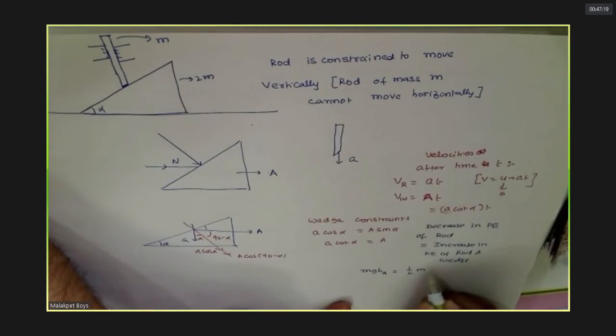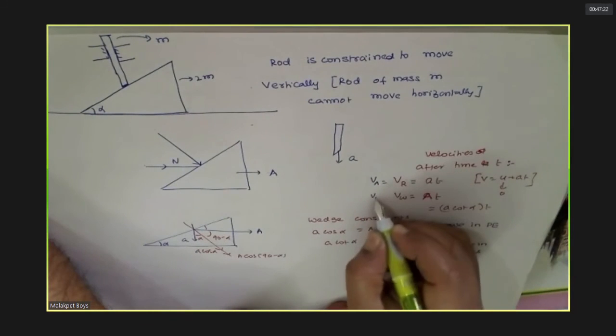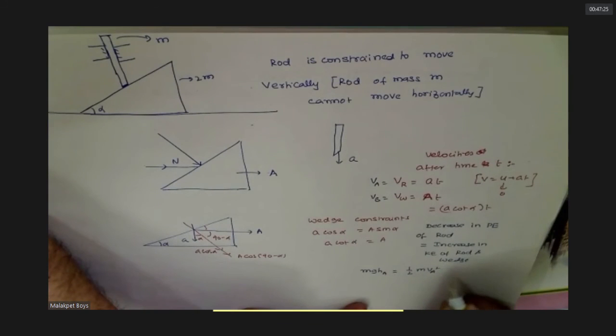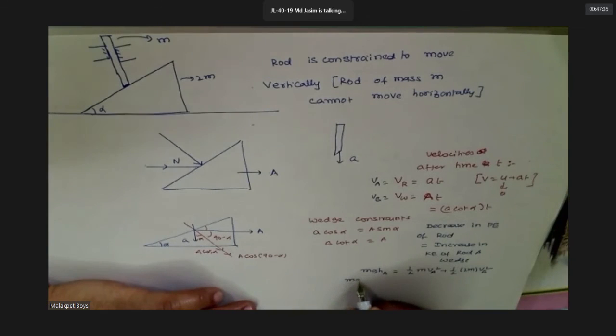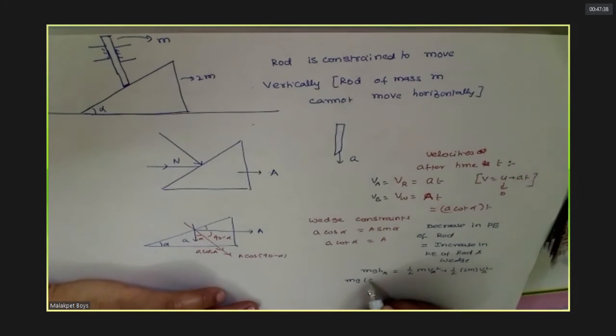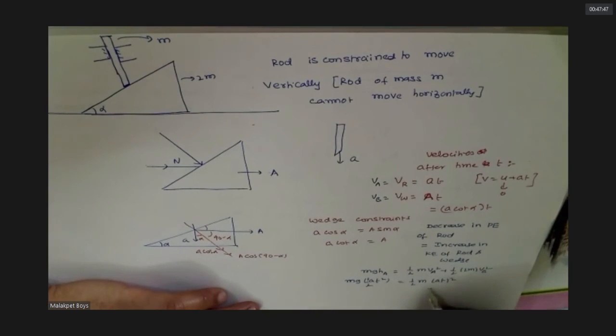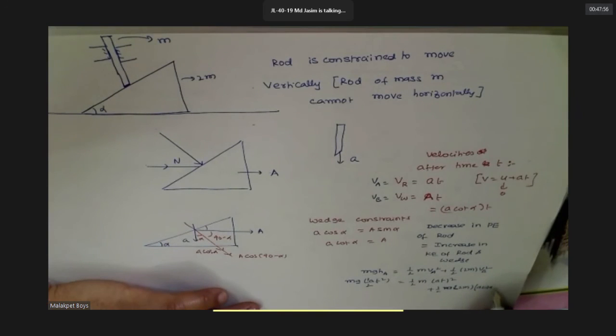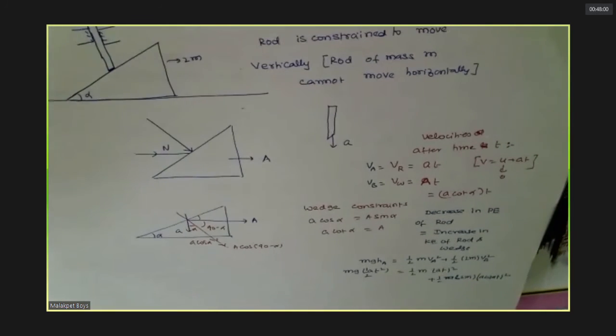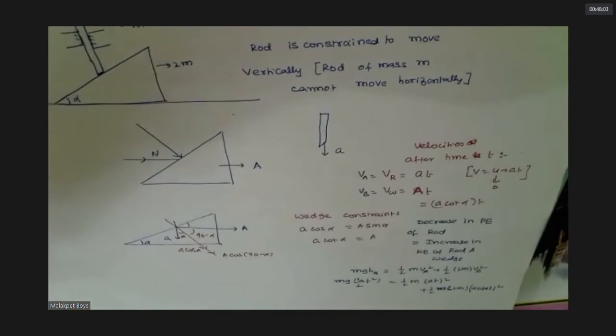So here mg into height which it falls, equals half m VA square, I'll call it VA for convenience sake, plus half 2m VB square. Do you agree with this? So mg, h is nothing but half at square, no? Remember this? Half m at square plus half into 2m, VB is A cot alpha t, whole square. Till here, any doubt is there? Check up.